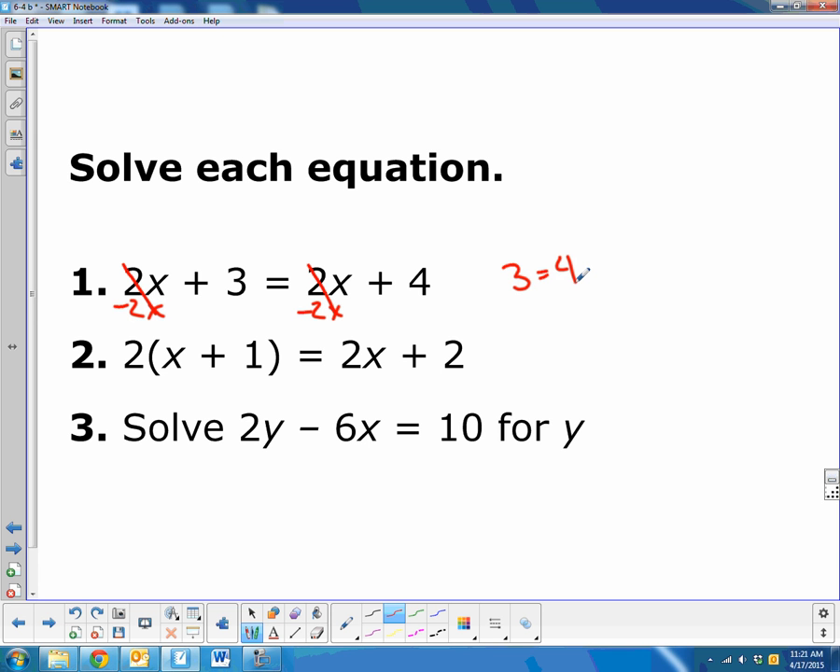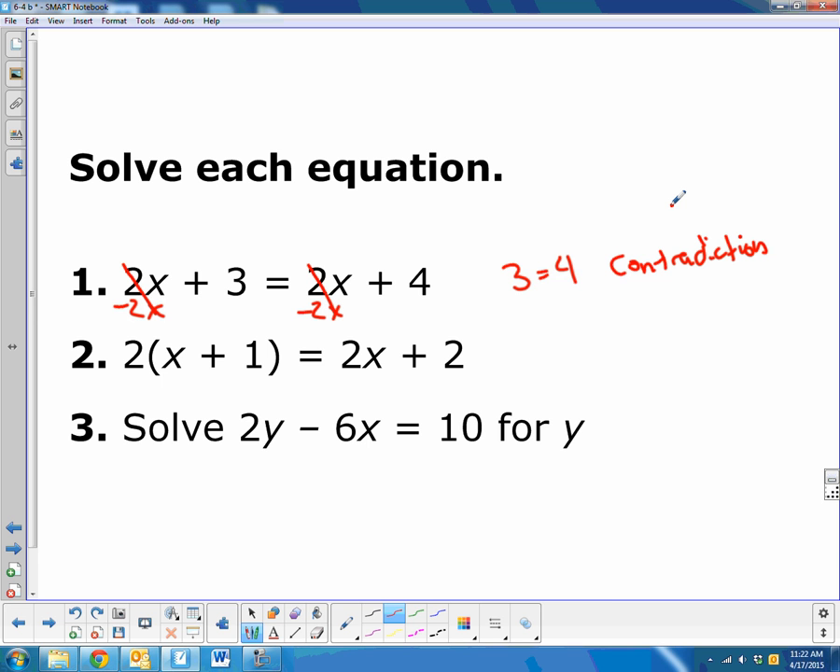And we had a name for that. We said that when that happens, that was a contradiction. That 3 cannot equal 4. So we said this was a contradiction. We found that most of the time we get a solution, x equals something. But every now and then it comes up where that can't happen, which means that the original equation is flawed. 2x plus 3 does not equal 2x plus 4. It was a wrong original statement.